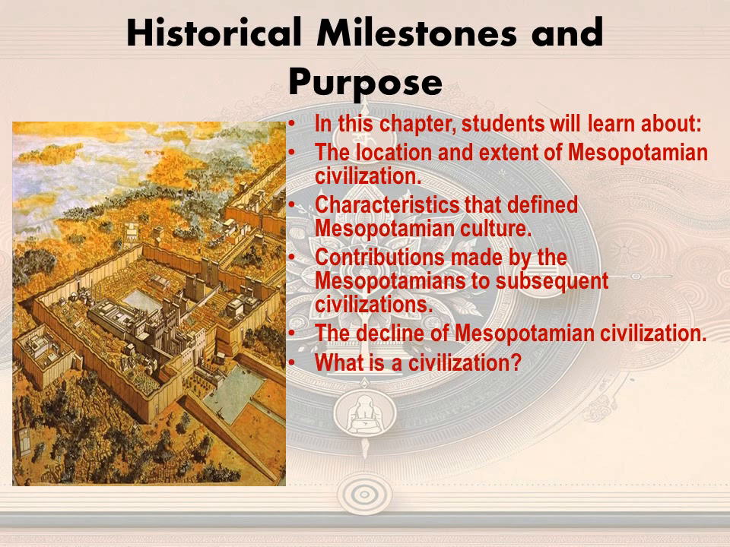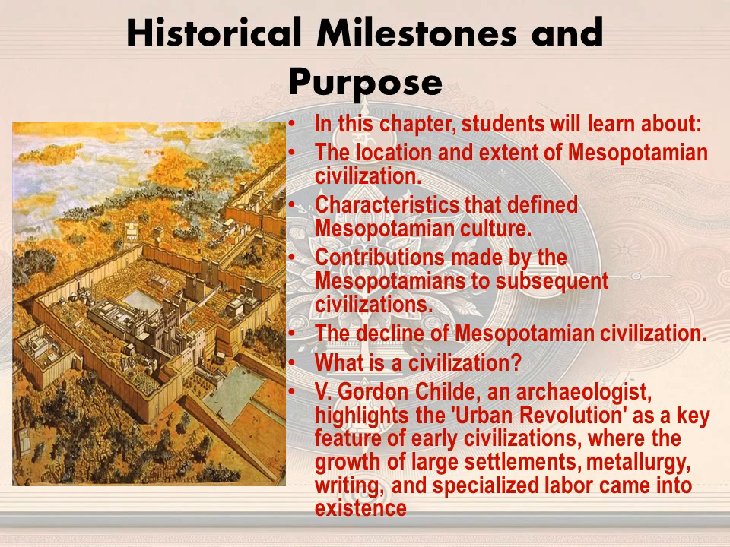What is civilization? Now, for basic understanding, let's read what is civilization. V. Gordon Childe, an archaeologist, highlights the urban revolution as a key feature of early civilization. So, there was an archaeologist. An archaeologist is a person who analyzes material things of the past.